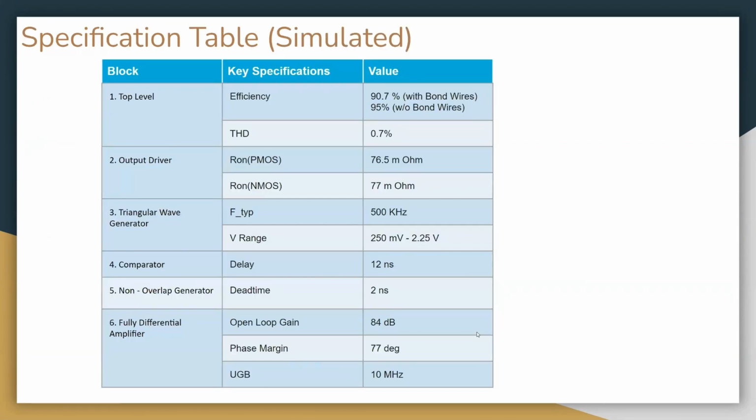The table over here shows a few of the key specifications we designed the system for. The expected efficiency we designed for was around 95%. The THD is expected around 0.7%. The ramp we designed for a frequency of 500 kilohertz and an amplitude of around 2 volts. The non-overlap generator was designed for a dead time of 2 nanoseconds.